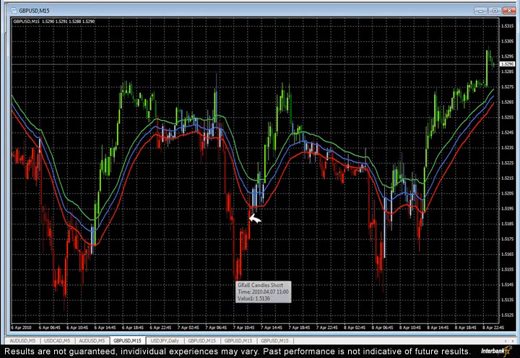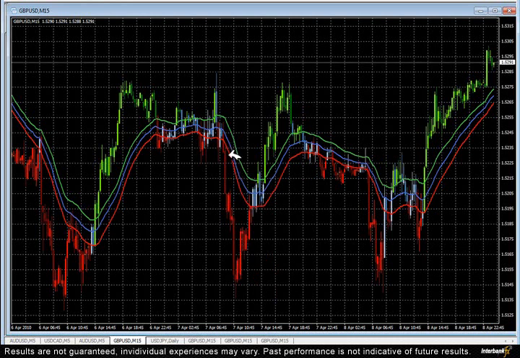So if I have red candles, that means that these candles close below the 34-period exponential moving average on the low, or this red line here. When they close blue, that means they closed inside the 34-period low and the 34-period high. The high is in green.